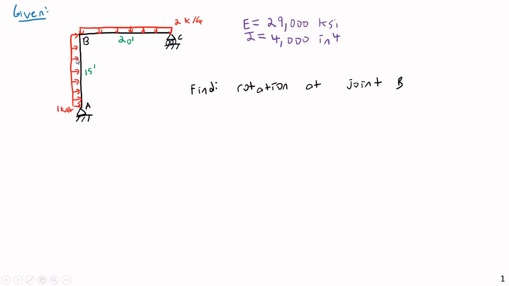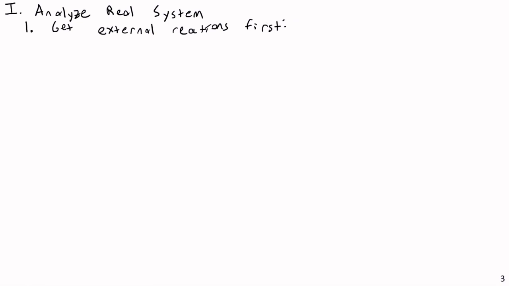This frame here is going to have only 3 external reactions: a vertical and a horizontal force at A and a vertical force at C. So this thing as a single rigid body is statically determinate. There are other frames that are not statically determinate as a rigid body, and you have to break them up before you can find even the support reactions. But for something like this, it's very easy to get the external reactions first before we look at the joint reactions.